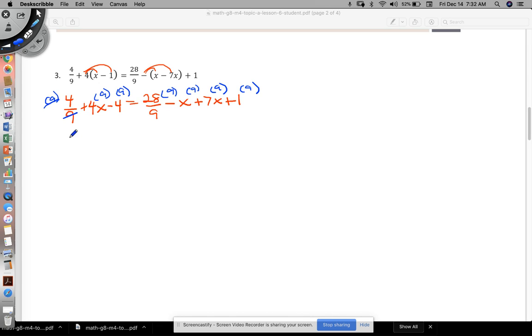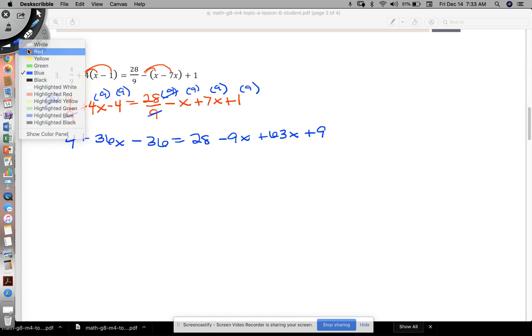So these cancel, and I wind up with just a 4 plus 36x minus 36 equals, these cancel, 28 minus 9x plus 63x plus 9. Just multiplying all that out. Now I can combine my terms a little easier because I don't have to deal with a fraction anymore.